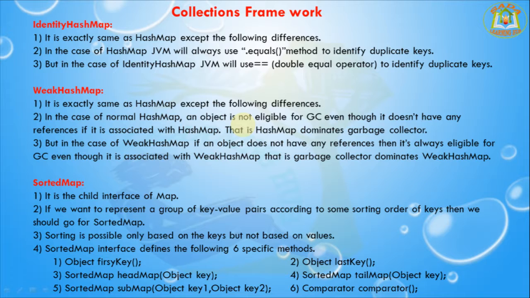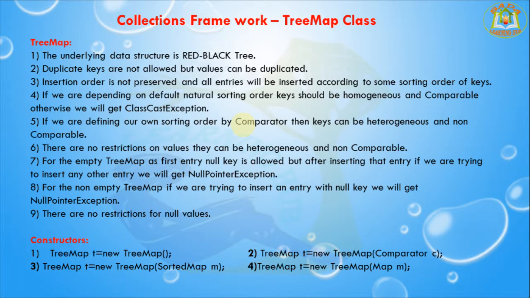Next, I'm going to discuss TreeMap. The underlying data structure is a red-black tree. Duplicate keys are not allowed, but values can be duplicated. Insertion order is not preserved, and all entries will be inserted according to some sorting order of the keys. If we depend on the default natural sorting order, keys should be homogeneous and comparable, otherwise we will get a ClassCastException. If we define our own sorting order by Comparator, then keys can be heterogeneous and non-comparable. There are no restrictions on values; they can be heterogeneous and non-comparable.